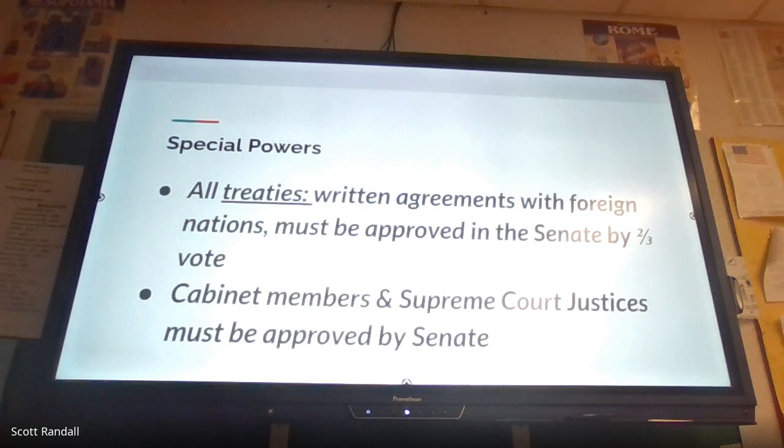However, he signed this treaty. When he got back to Congress, the Senate didn't approve it. All right, so the United States eventually had to sign separate treaties with Germany and the Austro-Hungarian Empire. All right, cabinet members and Supreme Court justices must also be approved by the Senate as well.